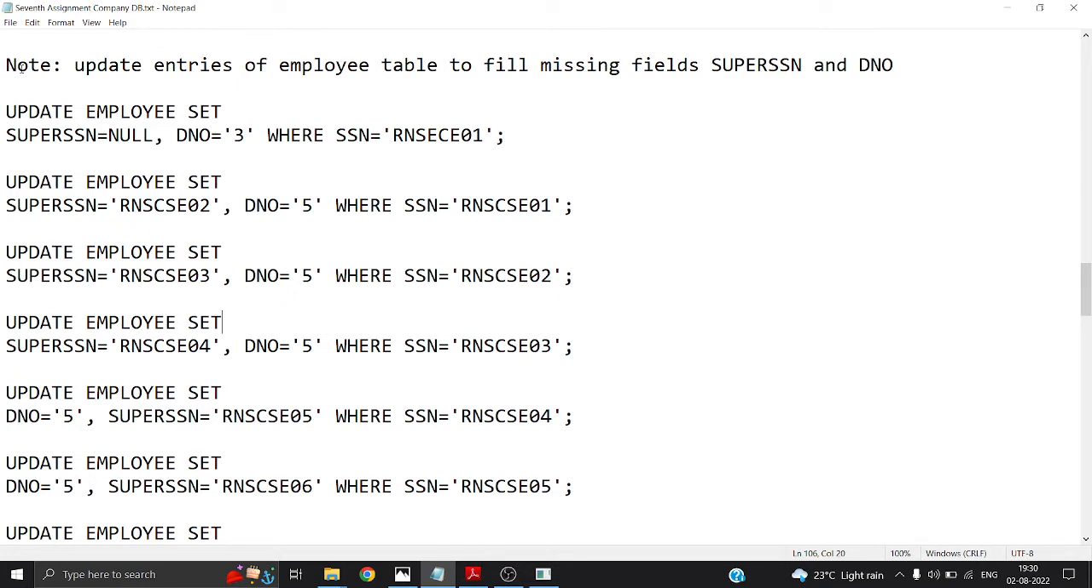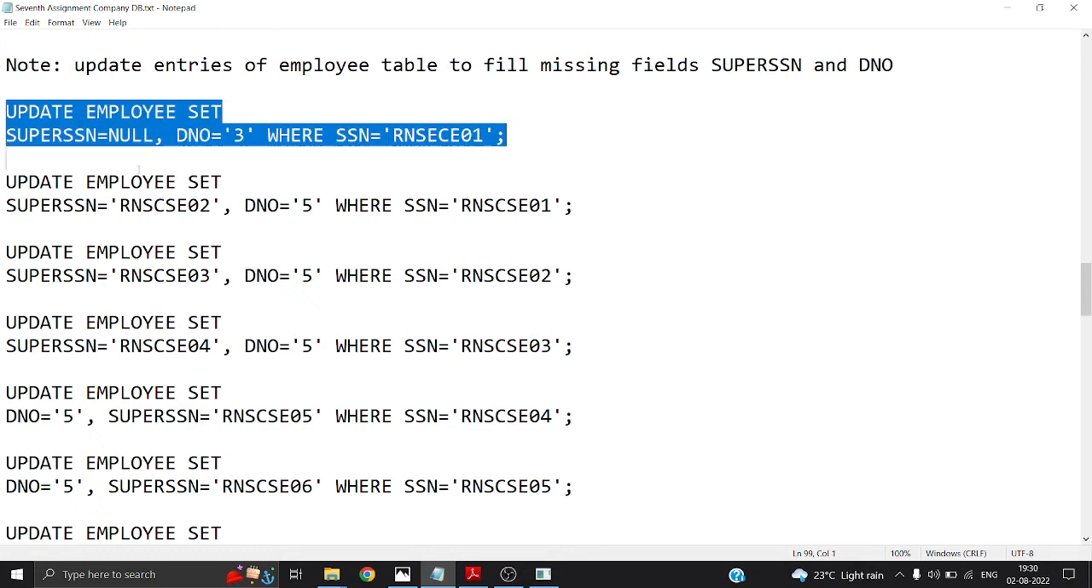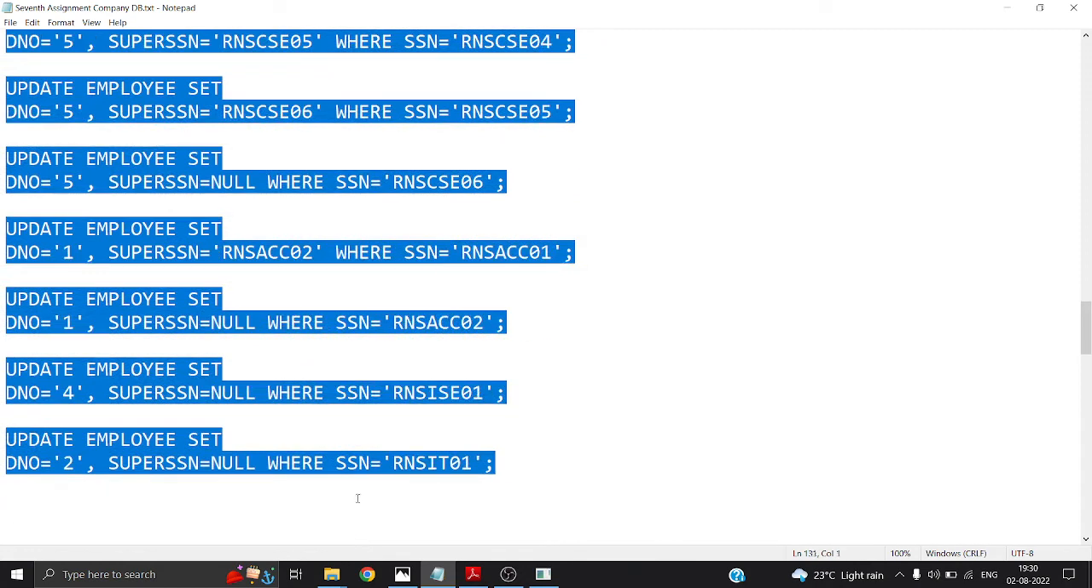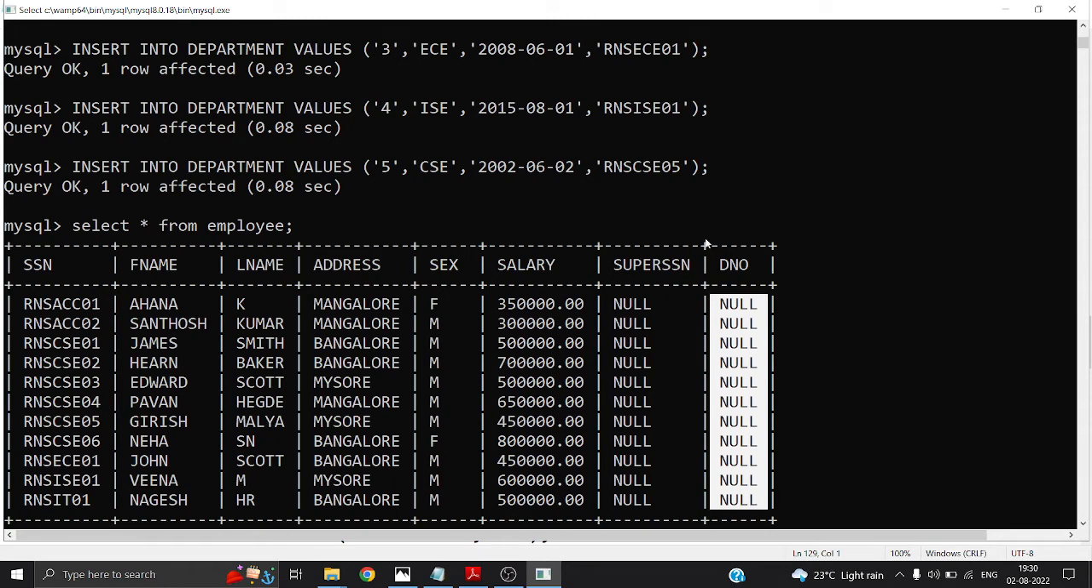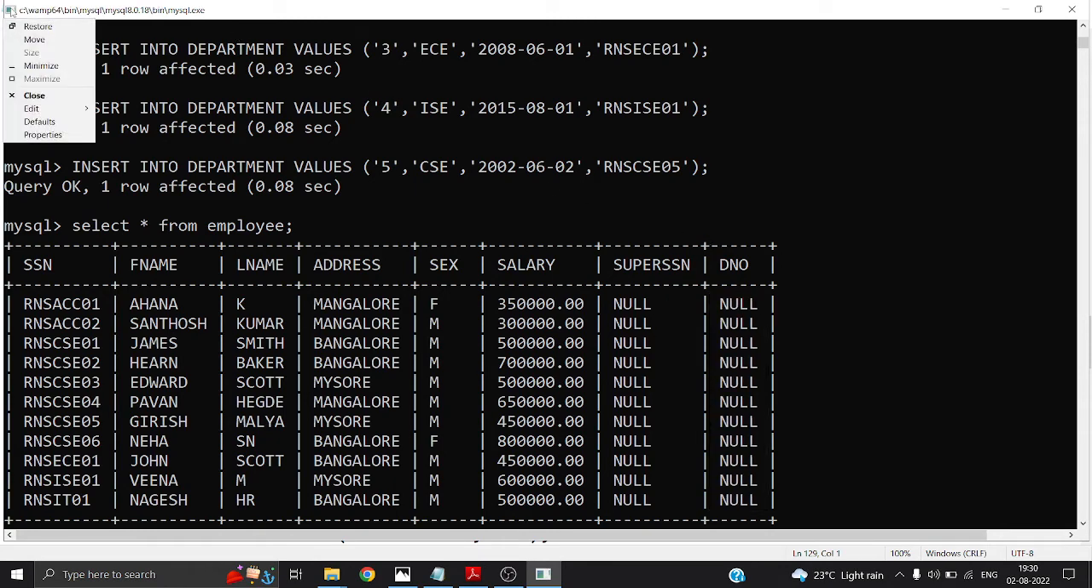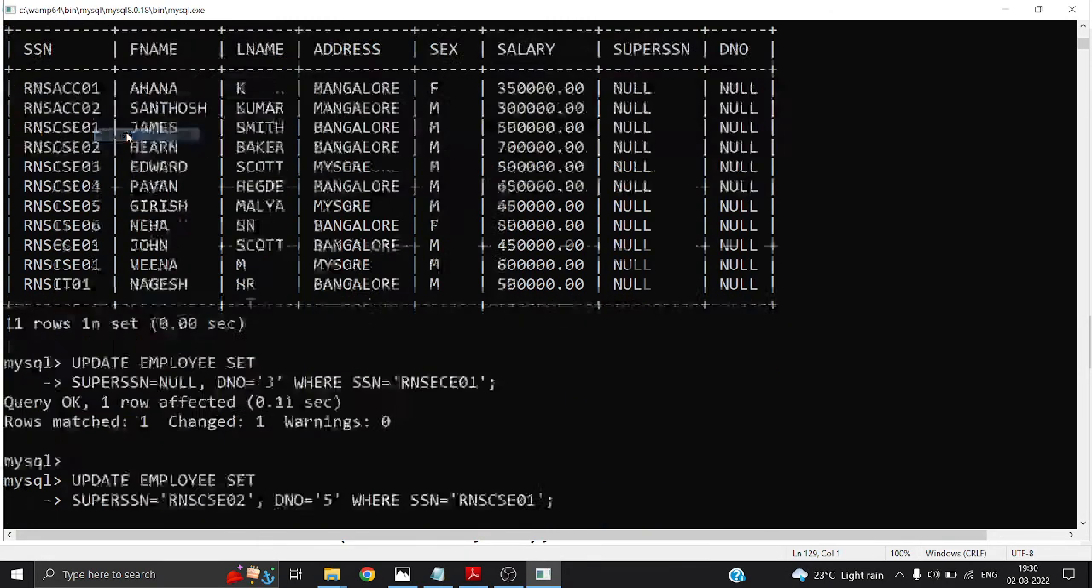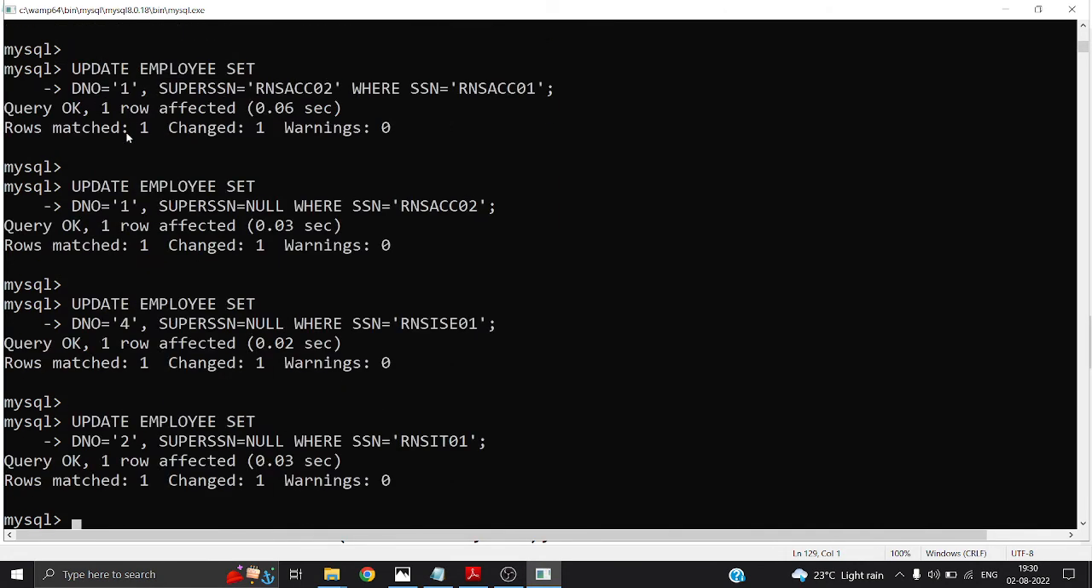So now here I had given the note, that is, update the entries of the employee table to fill the missing fields like super SSN, department number. With the update commands, now I am updating the information of that particular employee table. Here you can see, as initially it was null for these 2 columns, now I am updating those 2 columns with a proper meaning. So here I have added the details.